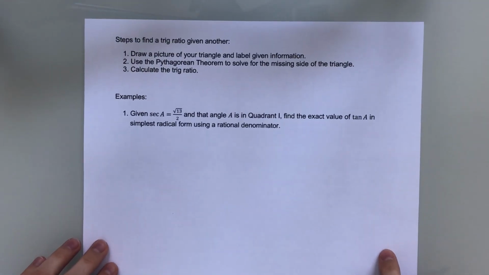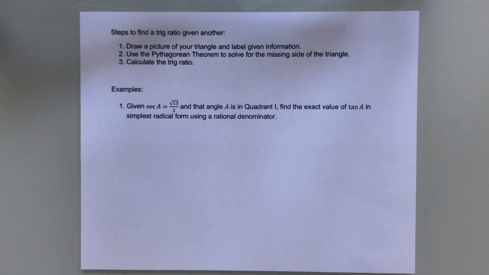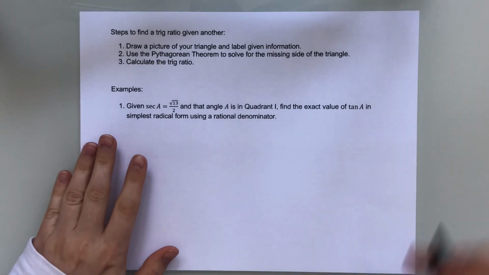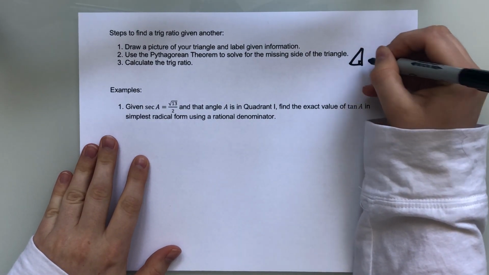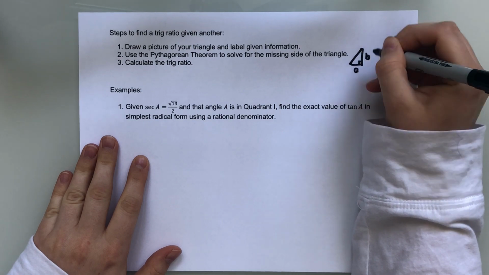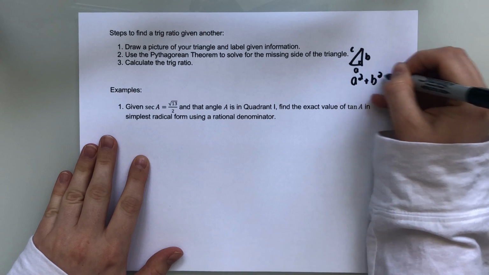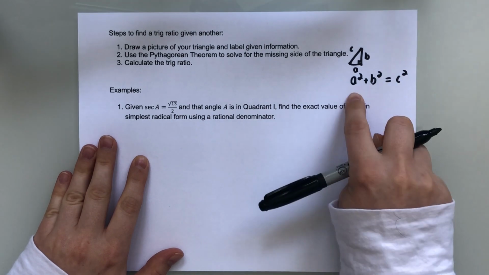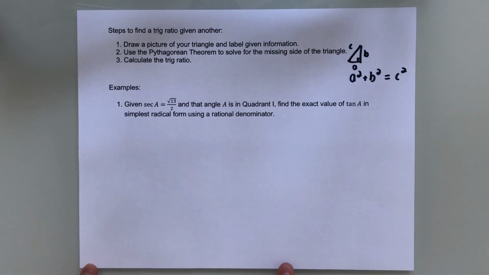So the steps for doing this, first we're going to draw a picture of the triangle and label the given information from the problem. Next, we're going to use Pythagorean theorem to solve for the missing side of the triangle. If you don't remember, Pythagorean theorem is if you have a right triangle with sides A, B, and hypotenuse C, we have that A squared plus B squared equals C squared. So that's what we're going to be using for step 2. The last thing you do is you calculate the trig ratio.